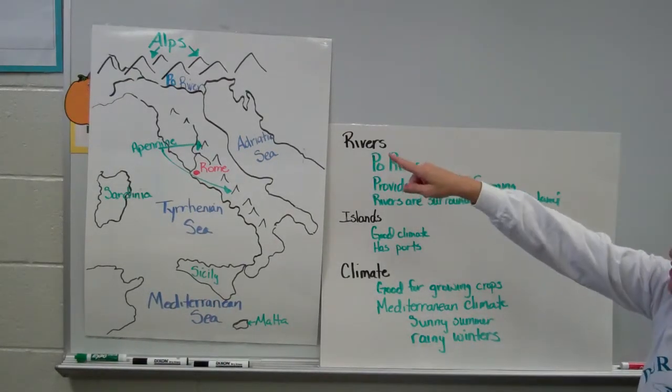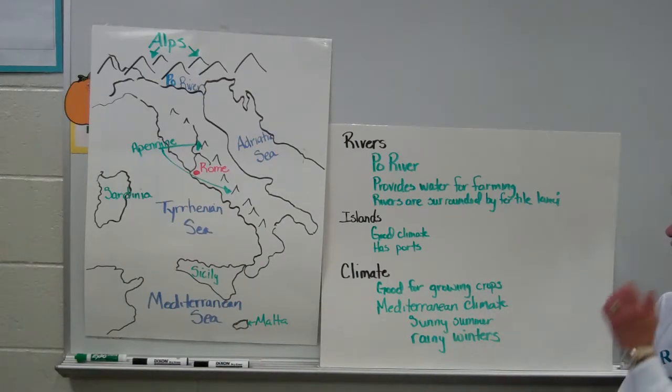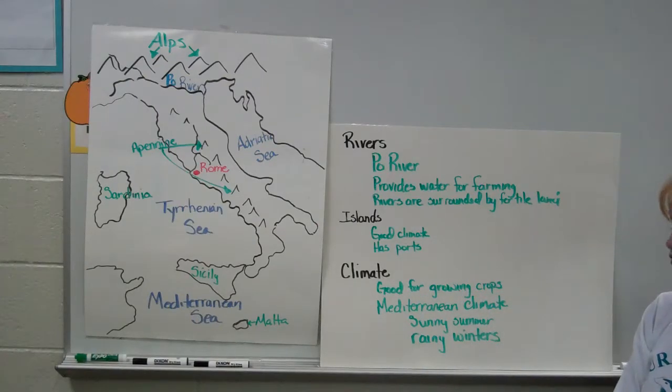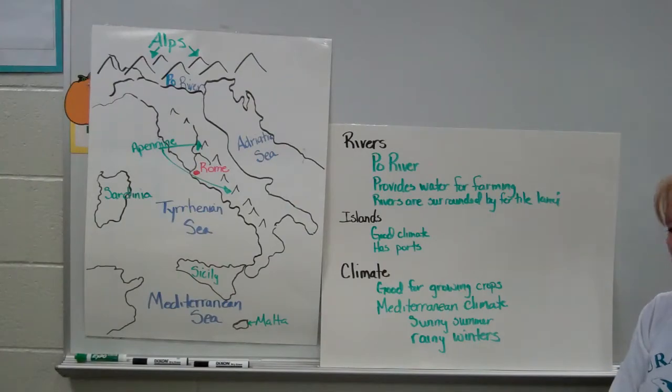The Po River, which is located in northern Italy, provides water for farming, and the rivers that surround it are surrounded by fertile land. Again, the islands have a good climate, and they do have good ports. The climate in this region is good for growing crops because it has a Mediterranean climate, and they have sunny summers and rainy winters.